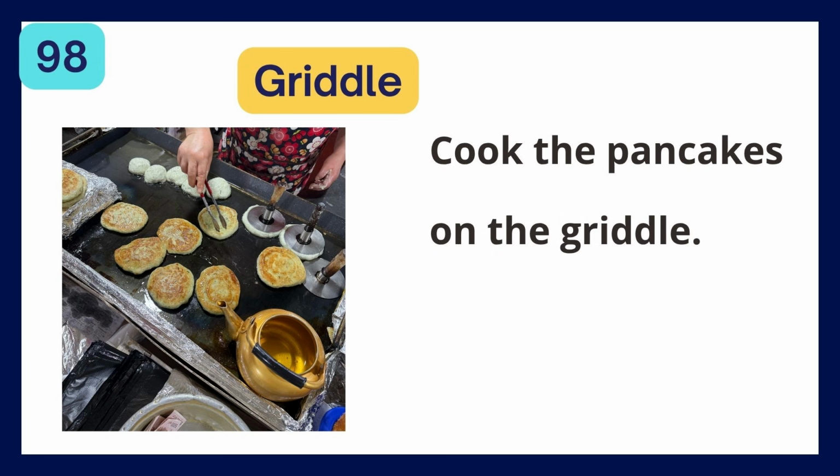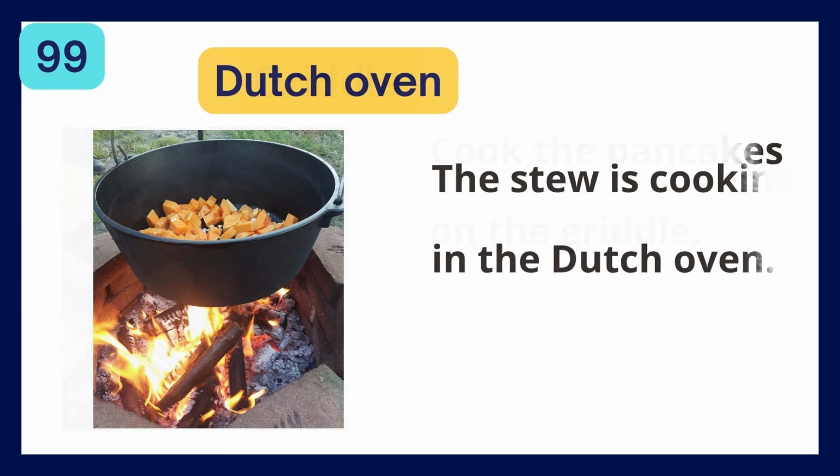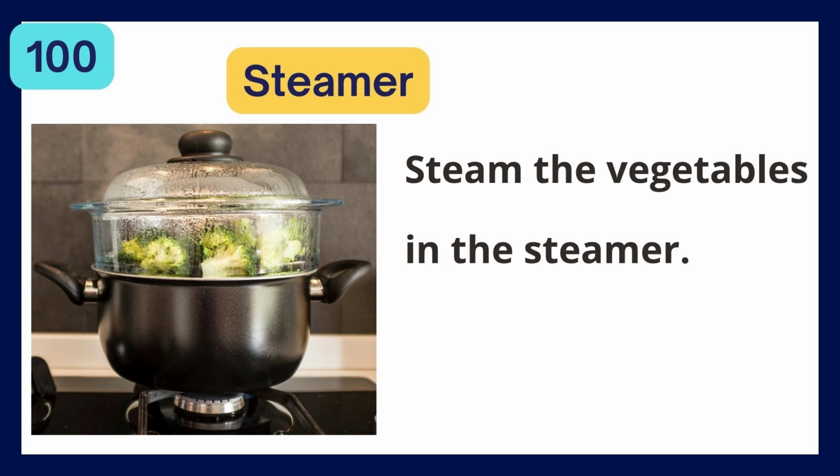Griddle. Cook the pancakes on the griddle. Dutch oven. The stew is cooking in the Dutch oven. Steamer. Steam the vegetables in the steamer.